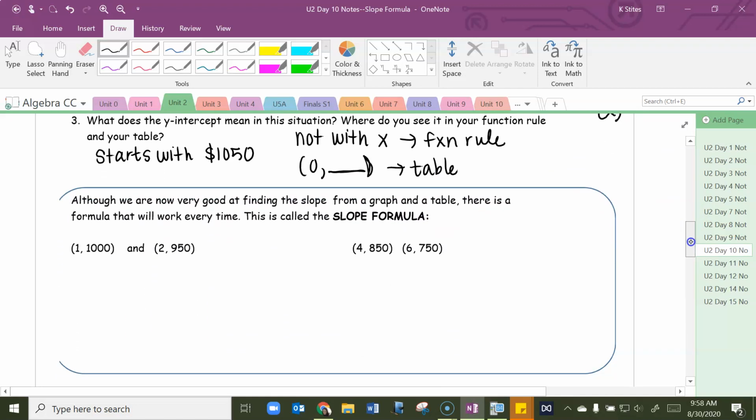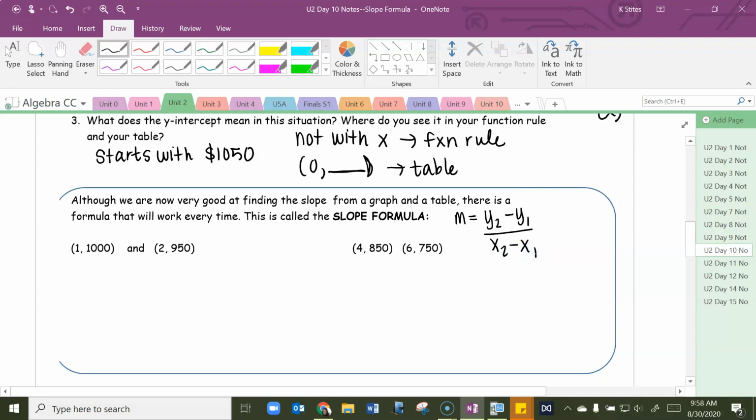All right, so let's talk about our slope formula. Although we are now very good at finding slope from a graph and from a table by just doing our jumps, there is also a formula that will work every time, and this is called the slope formula. So this is what it looks like. M stands for slope. Don't ask me why. m equals y2 minus y1 over x2 minus x1.